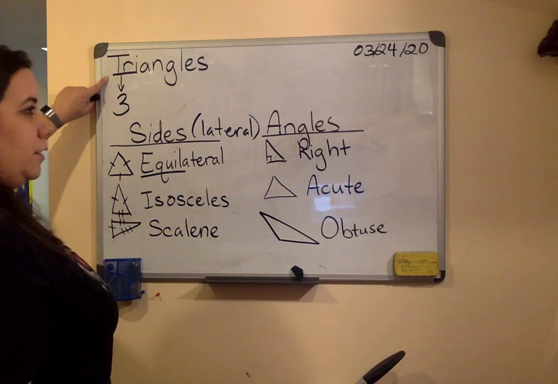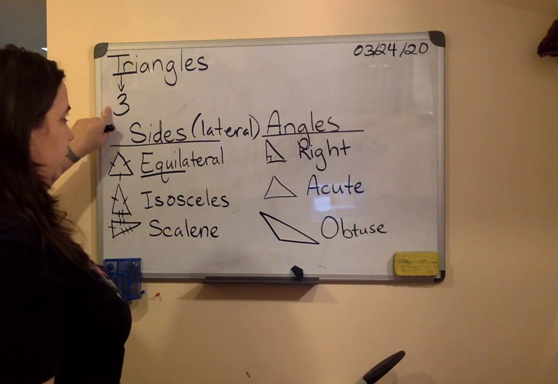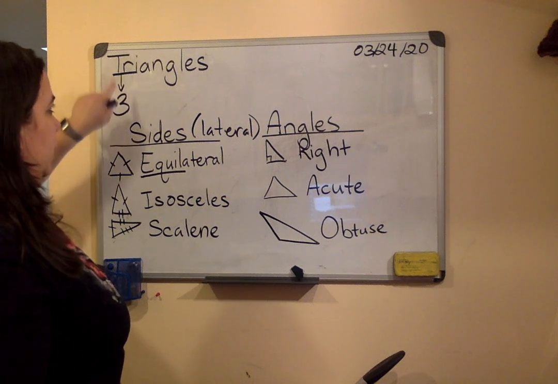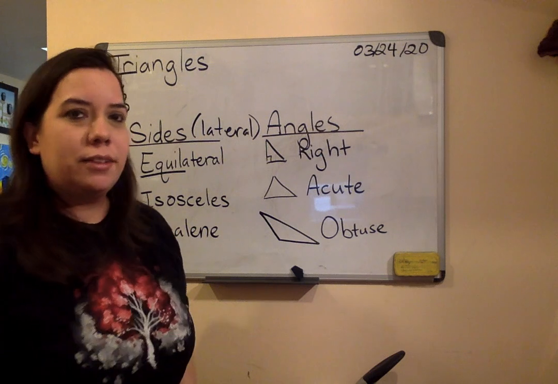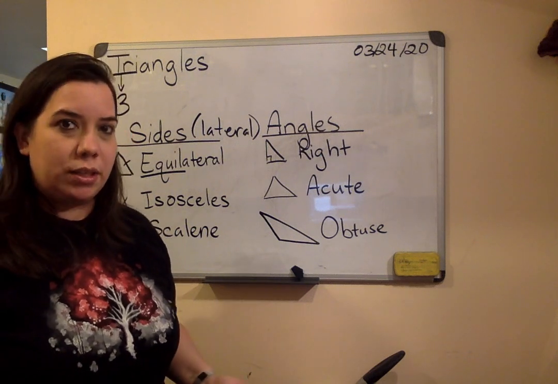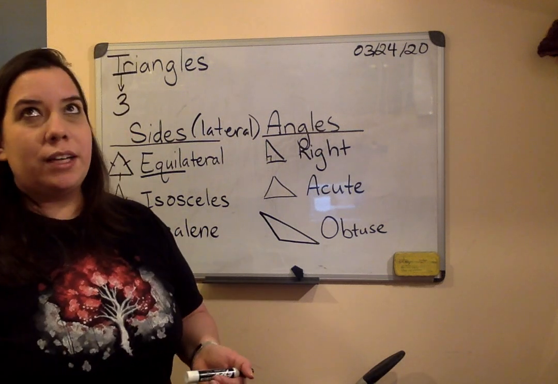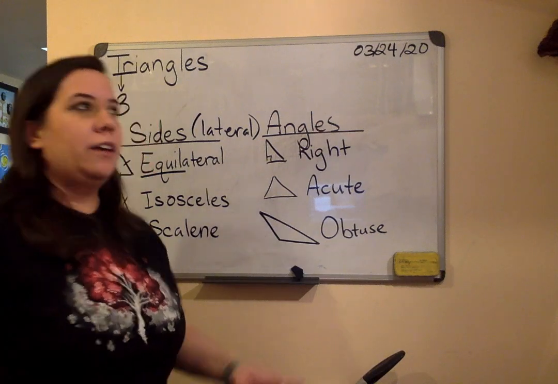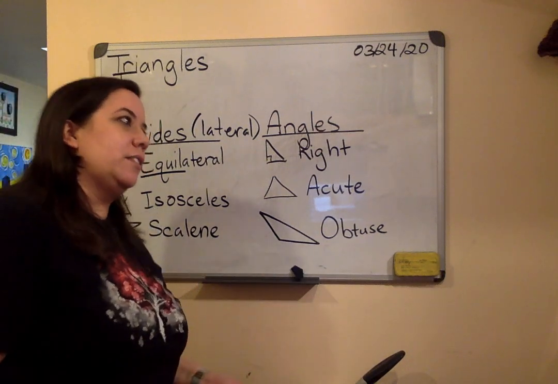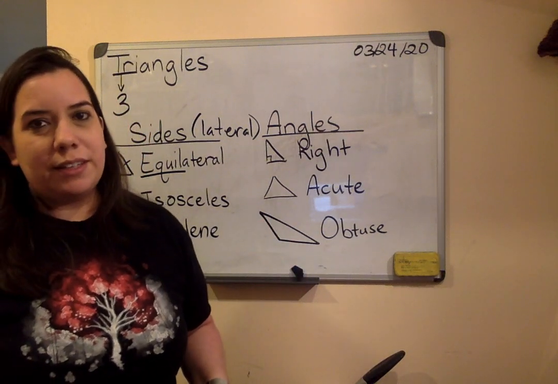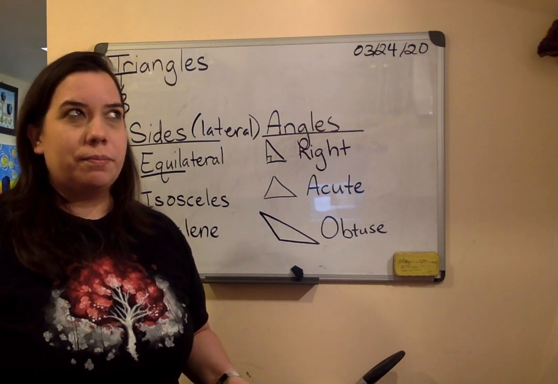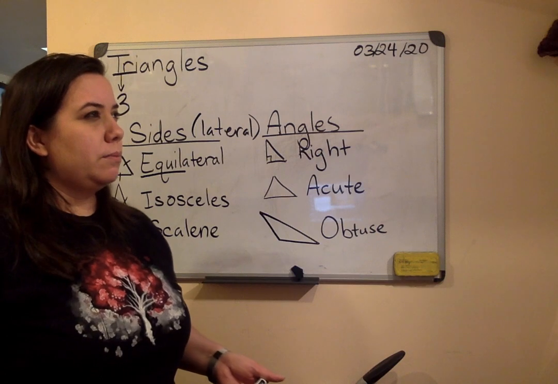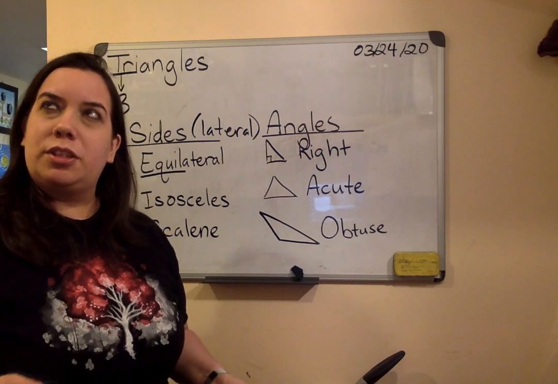Tri is the Latin root for the number 3. So when we're talking about triangles, we're talking about 3 angles. And if you remember back to our lesson on polygons from last week, if a 4-sided shape has 4 sides, a 5-sided shape has 5 sides, how many sides does a 3-sided shape have? Three angles. Did I say that right? A 3-sided shape has 3 angles.